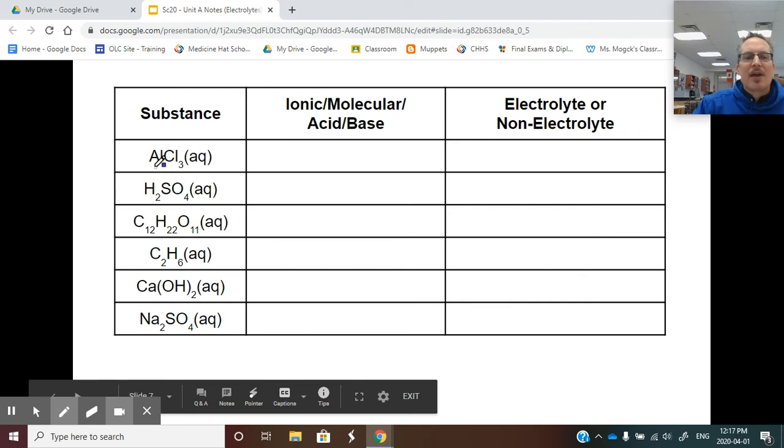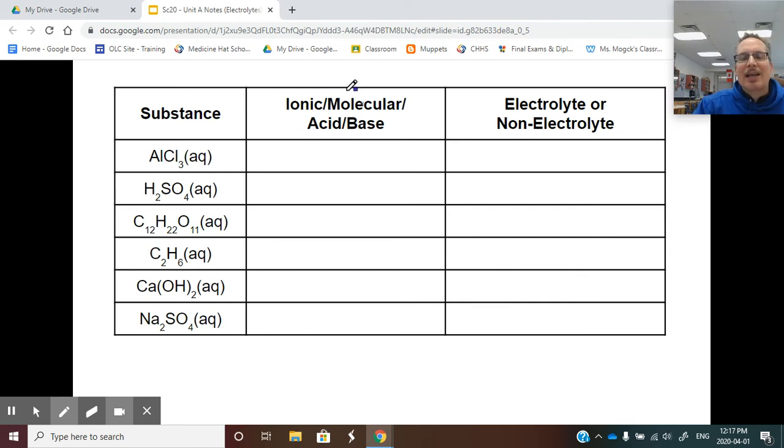Okay, so I'm going to do these. AlCl3, this time we're adding in an extra, ionic, molecular, acids, bases. So we have a metal, Al, so we're going to say this is ionic. Ionic is, of course, an electrolyte. H2SO4, again, starts with H and then SO4. So my cation is hydrogen. This actually is sulfuric acid. So since this starts with a hydrogen ion, we're going to call this an acid. Acids are also electrolytes.